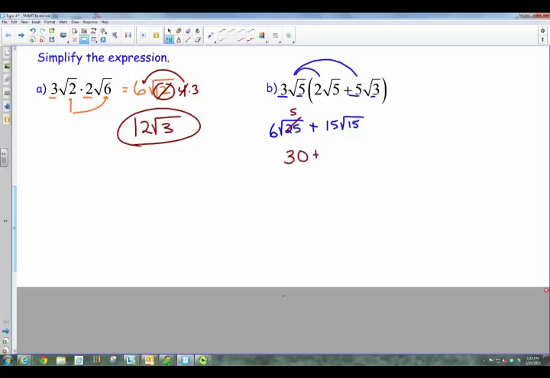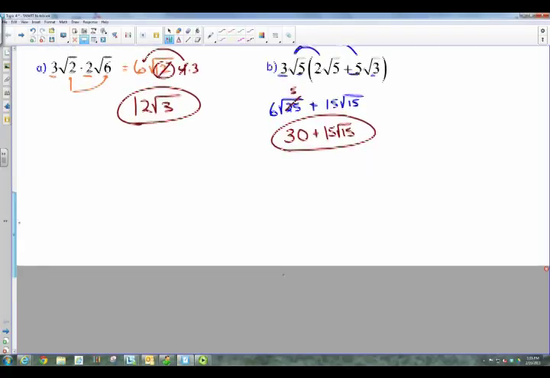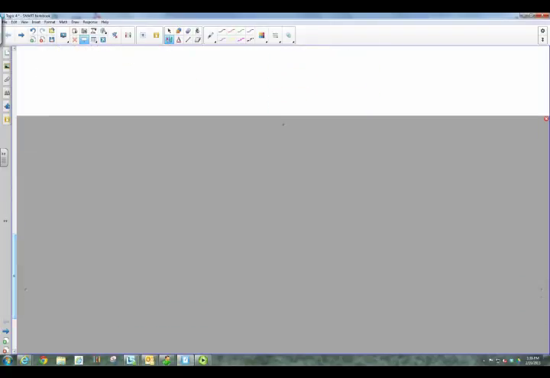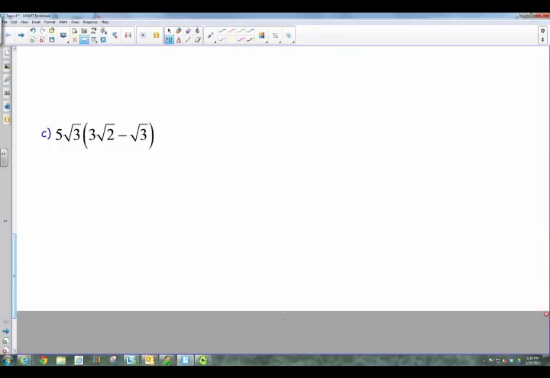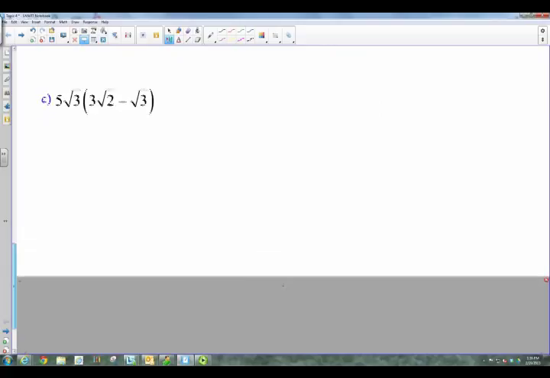In the second step, I've got the square root of 15. The square root of 15 can't be broken down, so it stays as the square root of 15. And so 30 plus 15 square roots of 15 is your final answer. So multiply just like you would a normal number. Alright, pause the video, give C a try, come back and try it out with me.